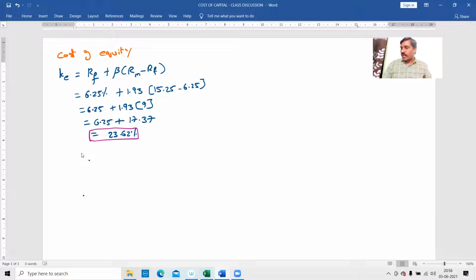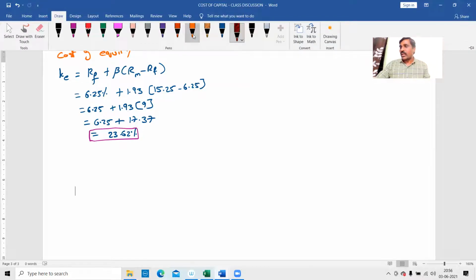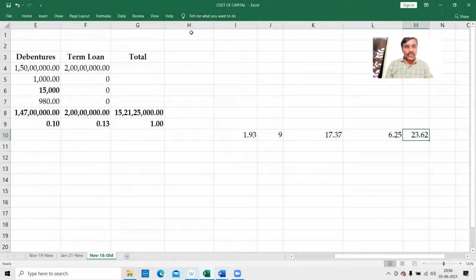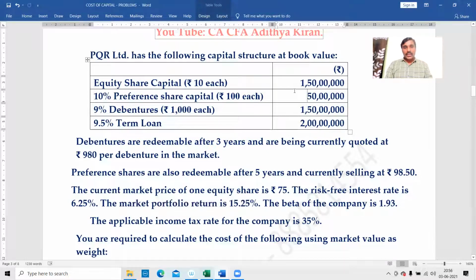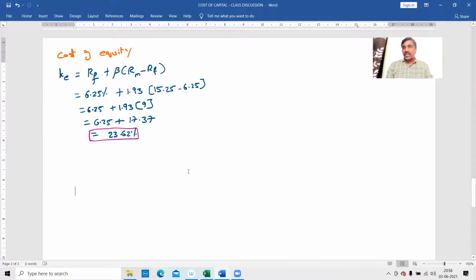If I don't want to take risk at all, no risk, bank fixed deposit 6.25. Moderate risk, market portfolio 15.25. Very high risk, cost of equity 23.62. This is the first point, cost of equity. Cost of equity is completed, 23.62. Next, preference shares. They have given the information, and we will use that information.